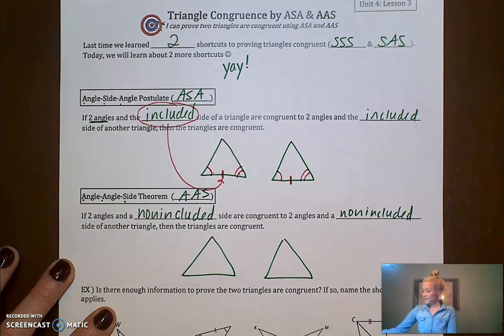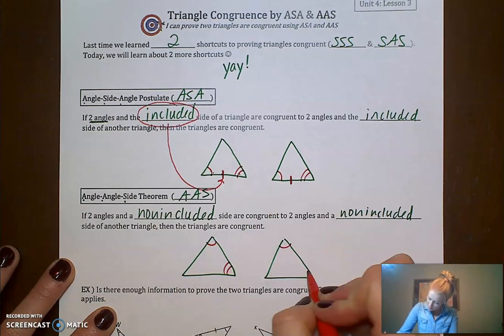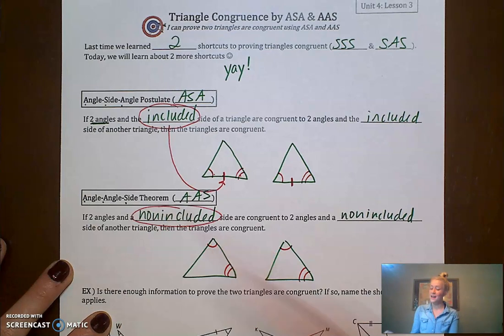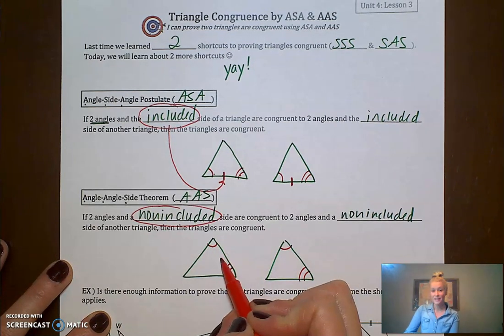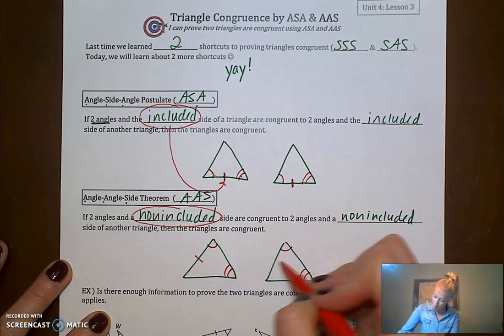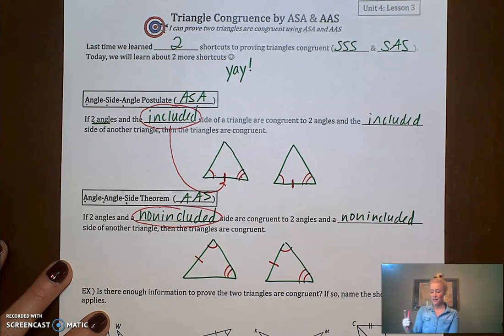Okay, 2 angles again. Let's do 2 different ones. Let's do maybe the top and then this guy over here. So this time it's the non-included side. It's not the side that's between your angles that are congruent. So it's not this one. It's one of the other 2. Doesn't matter which one. Maybe we'll just mark that pair. If it's not the side between the 2 angles marked, this is angle, angle, side.